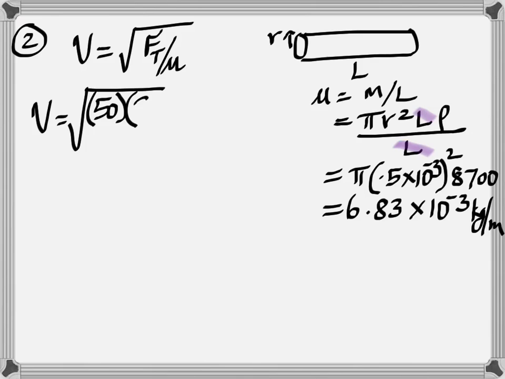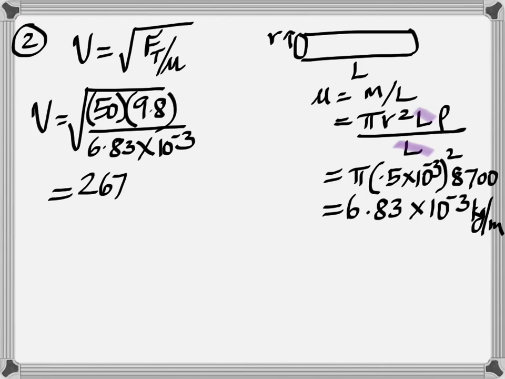And then plug it back into that equation. FT is mg, that's why it's 50 times 9.8, and it's 267.84 meters per second. Any thoughts about that final answer?